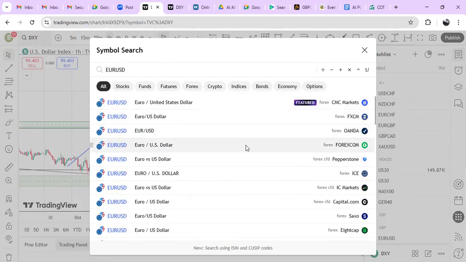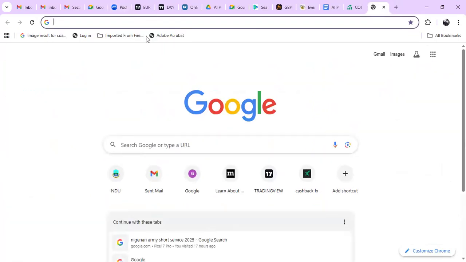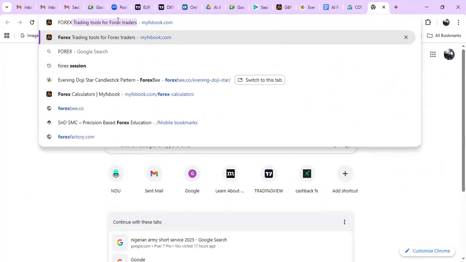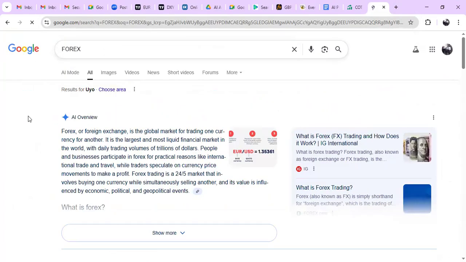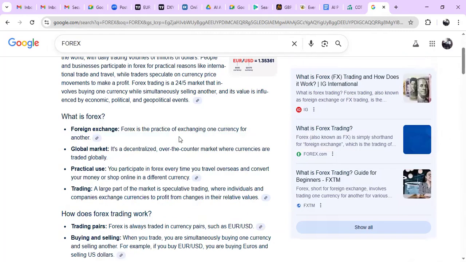So what do we do in the forex market? We trade currencies of different nations. Forex itself is an acronym that combines foreign and exchange. What you do there is trade currencies of several nations, like you sell one country's currency for another and all that.